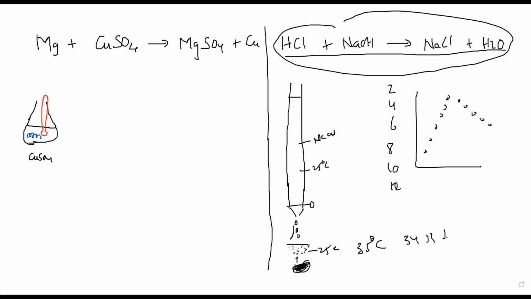If I want to find out exactly at what volume the reaction got over, then I need to find out at what volume the temperature started to decrease instead of increasing. Like if the graph is going like this, then I need to know this point, this one here.